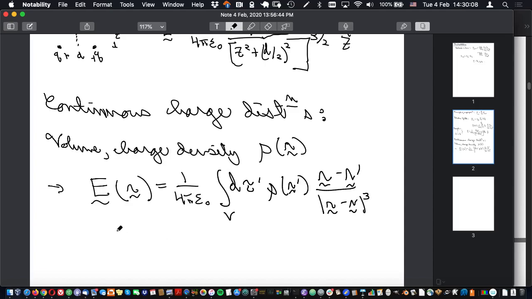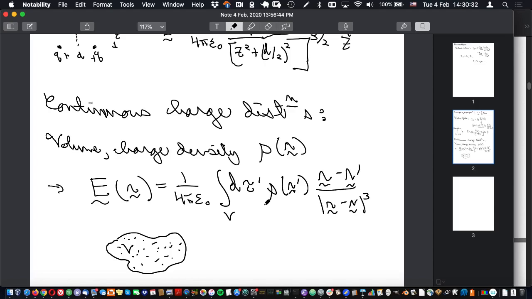So here I'm thinking that I've got a certain volume in 3-space. Okay, that's my V. And I've got a rho, a charge density in here, right? So these are all charges here, and the charges have a density. Okay, so integral over the volume of d tau. Tau is the volume element in this.